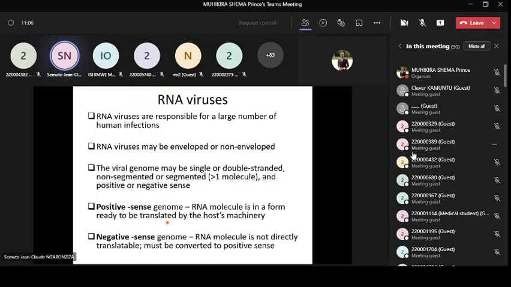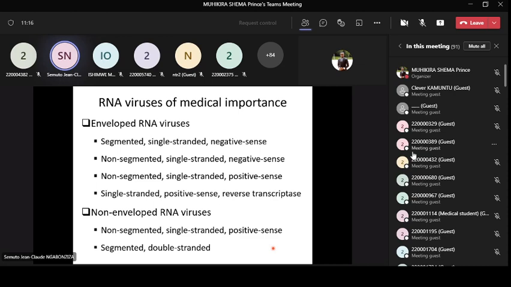A positive polarity doesn't need that. Once arrived in the cytoplasm, protein synthesis starts from that strand. So RNA viruses of medical importance include many categories: some are segmented, enveloped RNA, some are segmented, single stranded negative, non-segmented, single stranded negative. All those configurations are possible in RNA viruses.